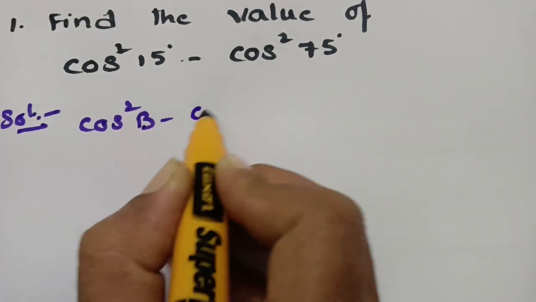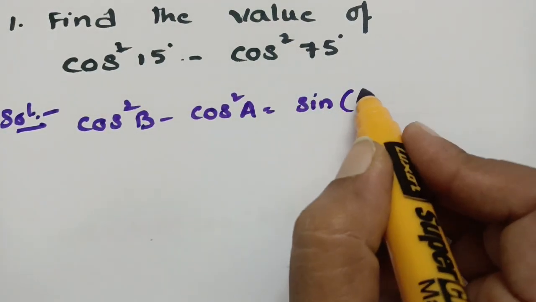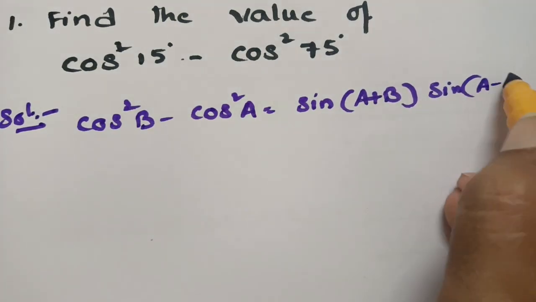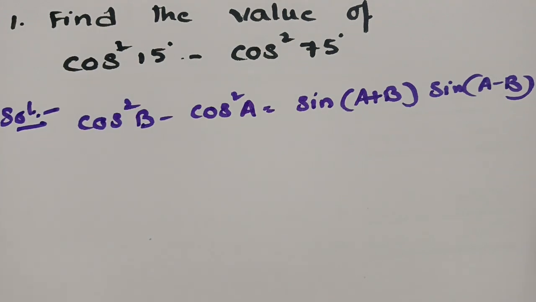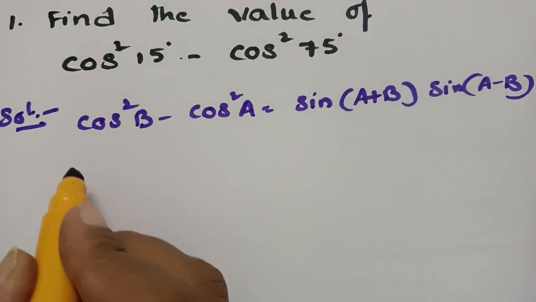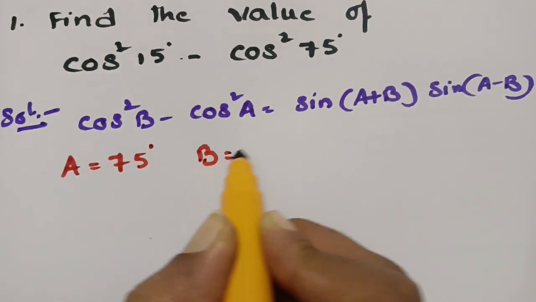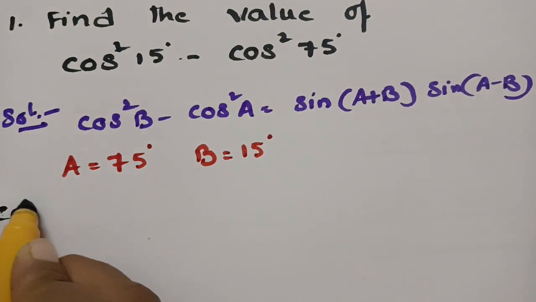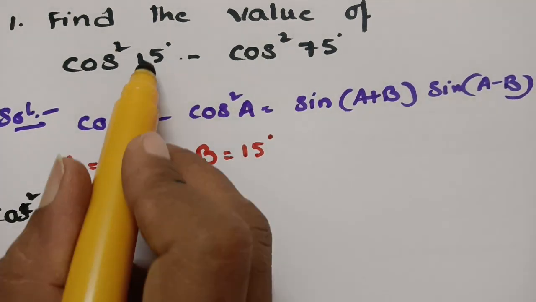In the solution, cos square b minus cos square a is equal to sine of a plus b into again sine of a minus b. When you compare with this, what is our b angle? 15 degrees, and what is our a angle? 75 degrees. Therefore, a is equal to 75 degrees and b is equal to 15 degrees. So, if I substitute the same thing, this will be cos square. What is b? This is 15.